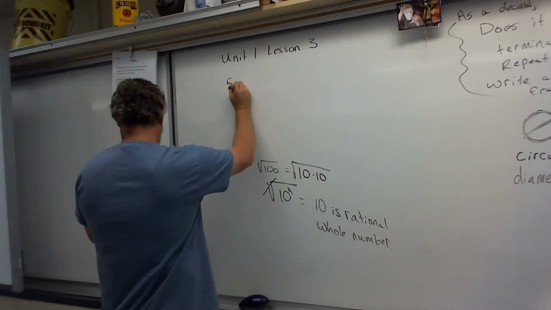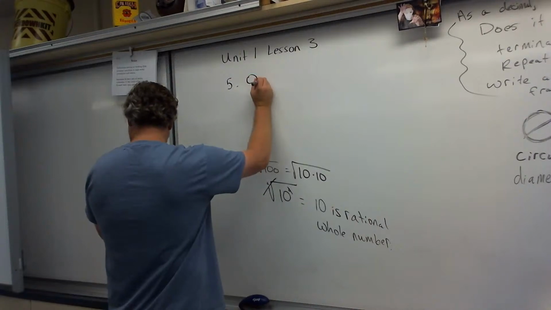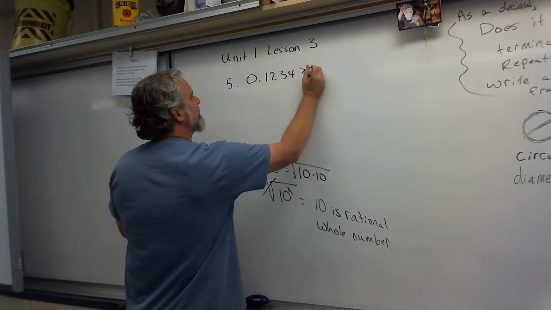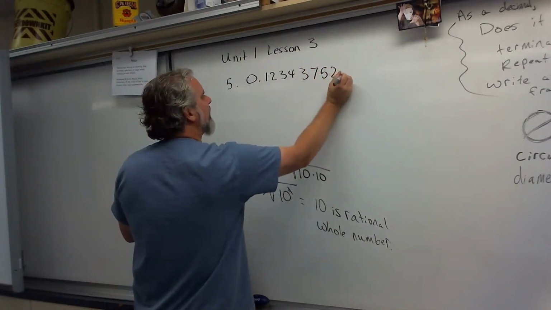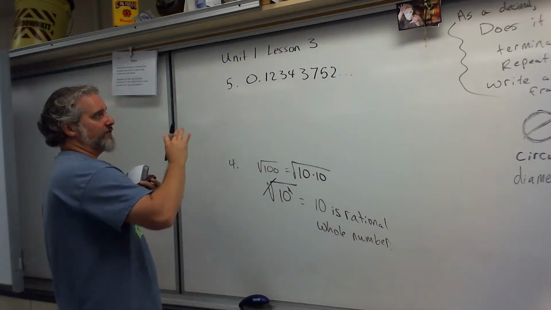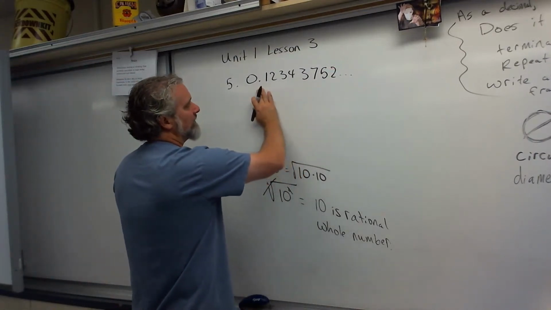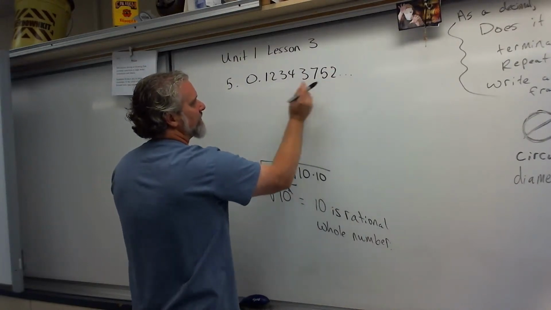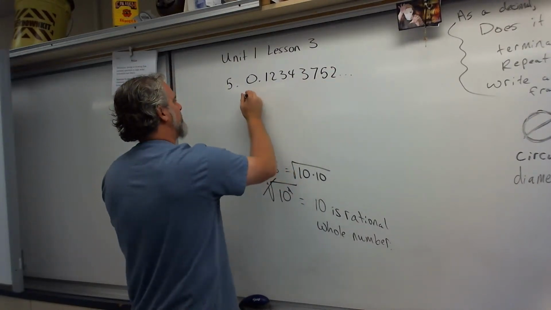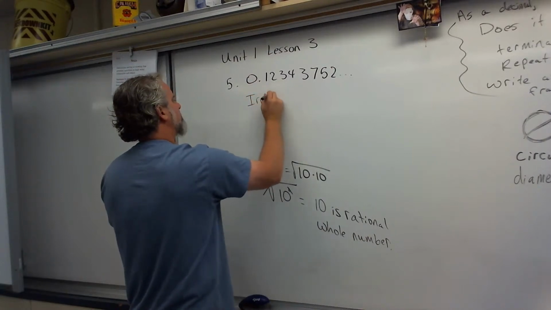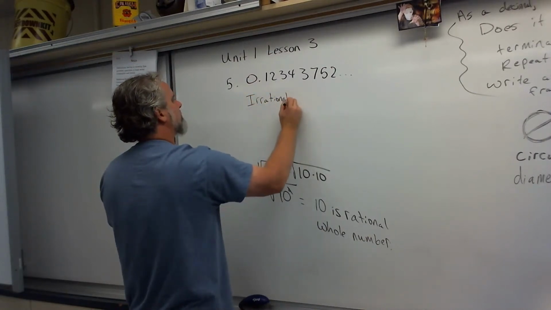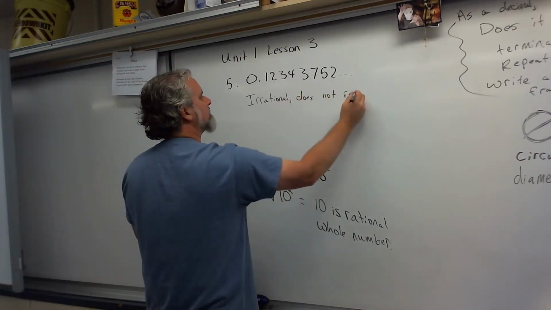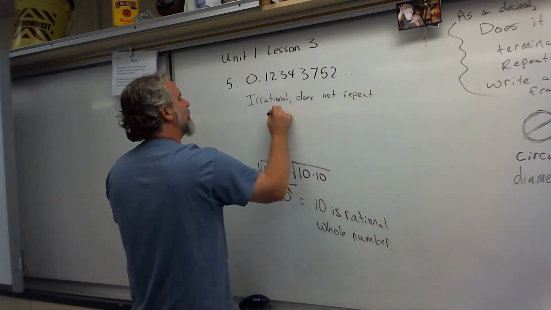Problem number 5. 0.123433752... I don't see any pattern to this. So it's not repeating, and it does not terminate since it's concluded with 3 dots at the end. So irrational. It does not repeat or terminate.